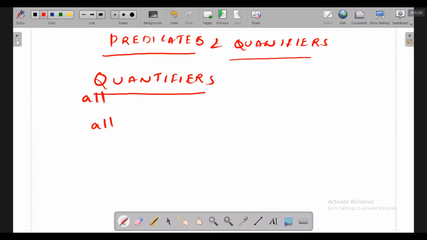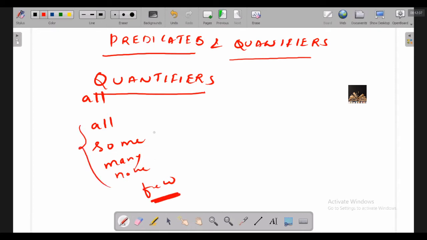For example, generally in statements we use common words: all students are cricket players, or some students, many, none, few. These statements mention the range of things or persons or people. This range is mentioned using quantifiers.